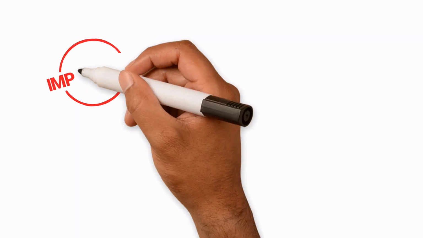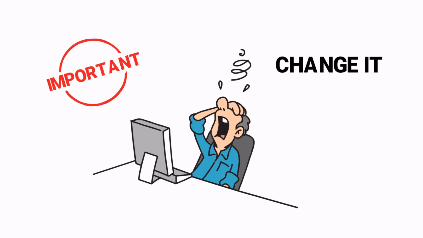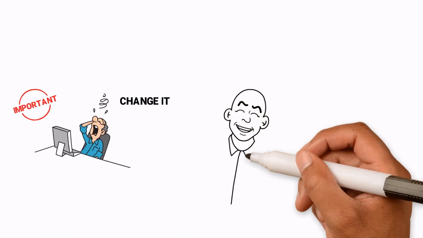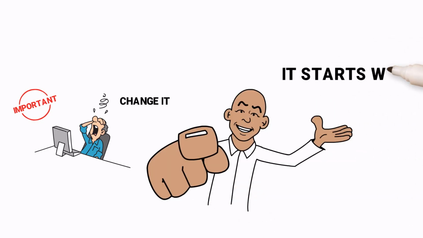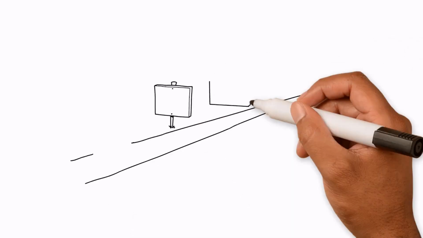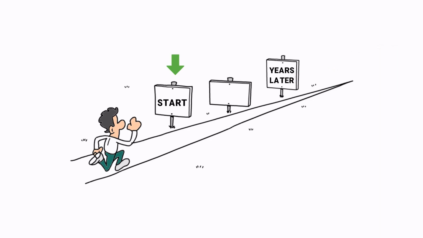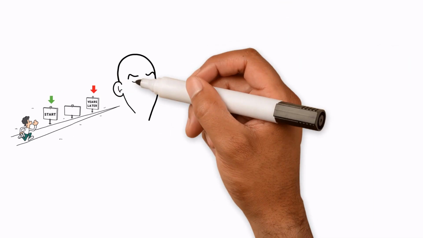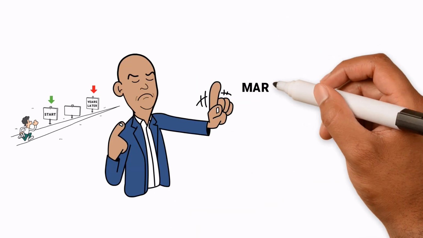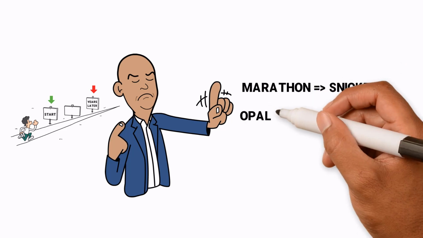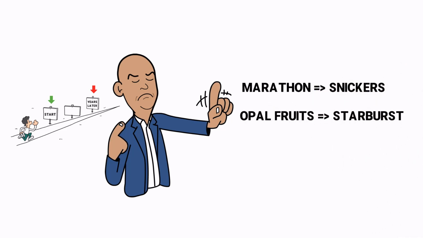7. Change days. This is really important. If your name isn't right, change it. You're the one who has to believe in your company 100%, and that starts with the name. Better to change at the start than wait a couple of years down the line. In saying that, I don't think I'll ever forgive Marathon being renamed Snickers or Opal Fruits becoming Starburst.